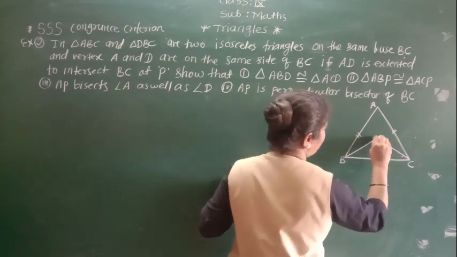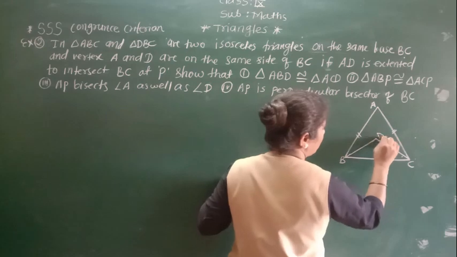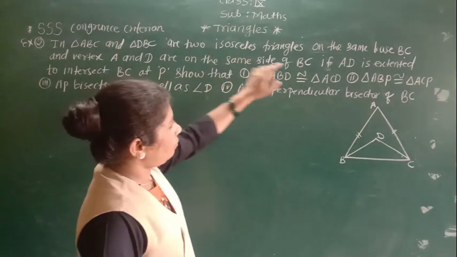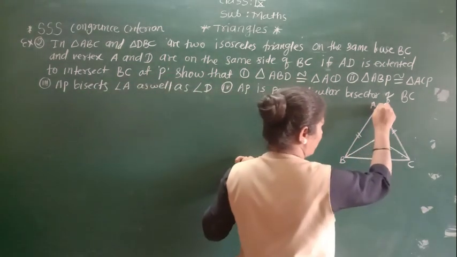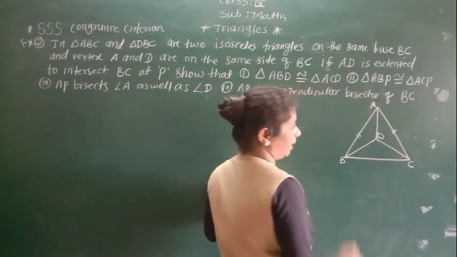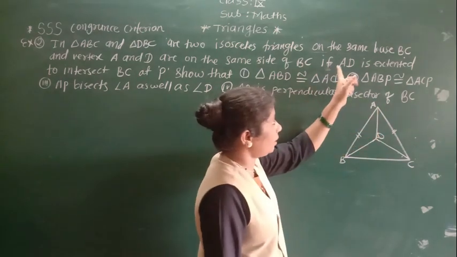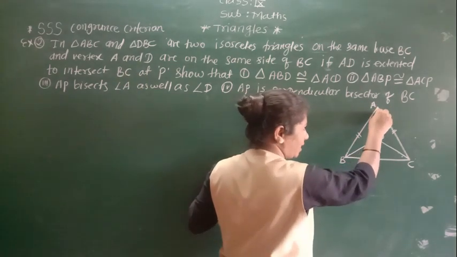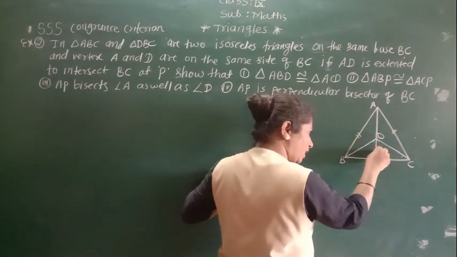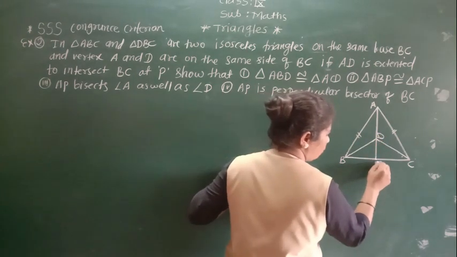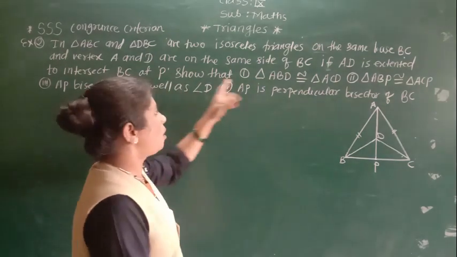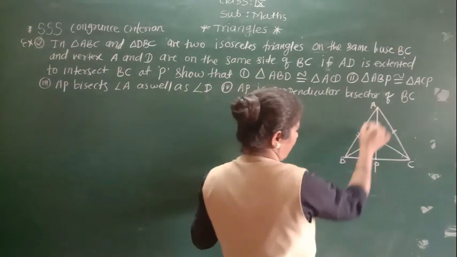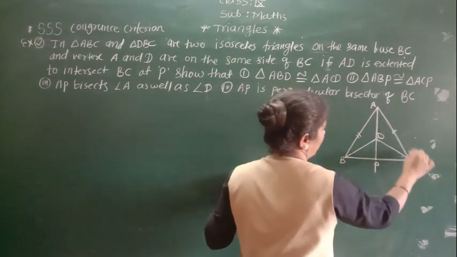So this is the point D, triangle DBC. Afterwards, if AD is extended, we have to join AD. It is given that AD is extended to intersect BC, which means we have to extend AD in such a way that it intersects BC at point P. Now we have to prove all the statements. First we will take triangle ABD, and we have to prove that triangle ABD is congruent to triangle ACD.